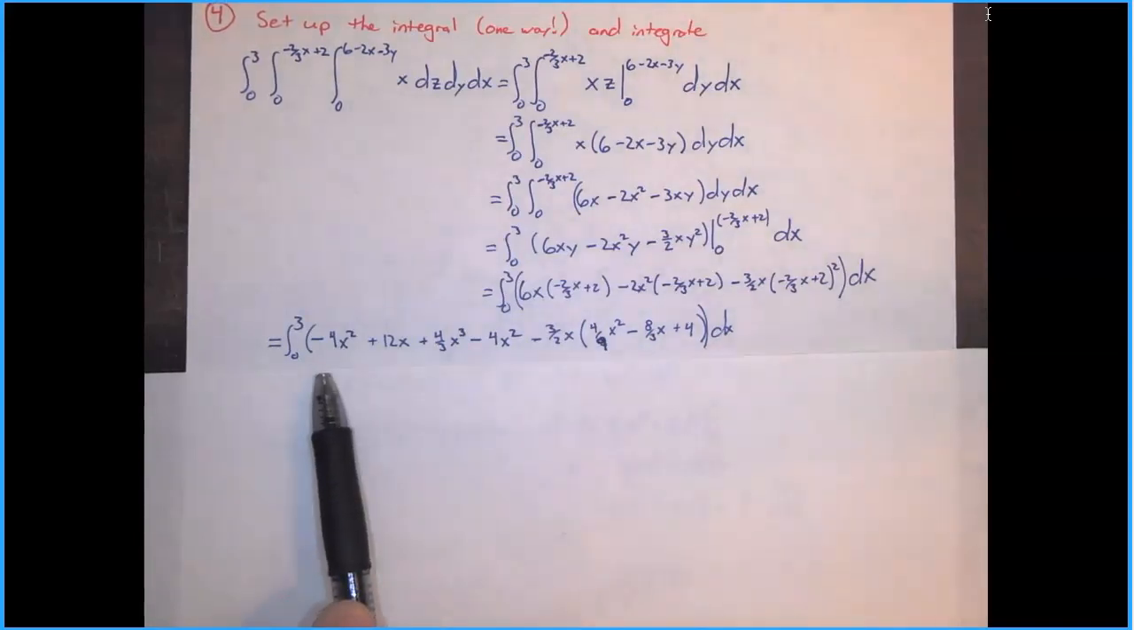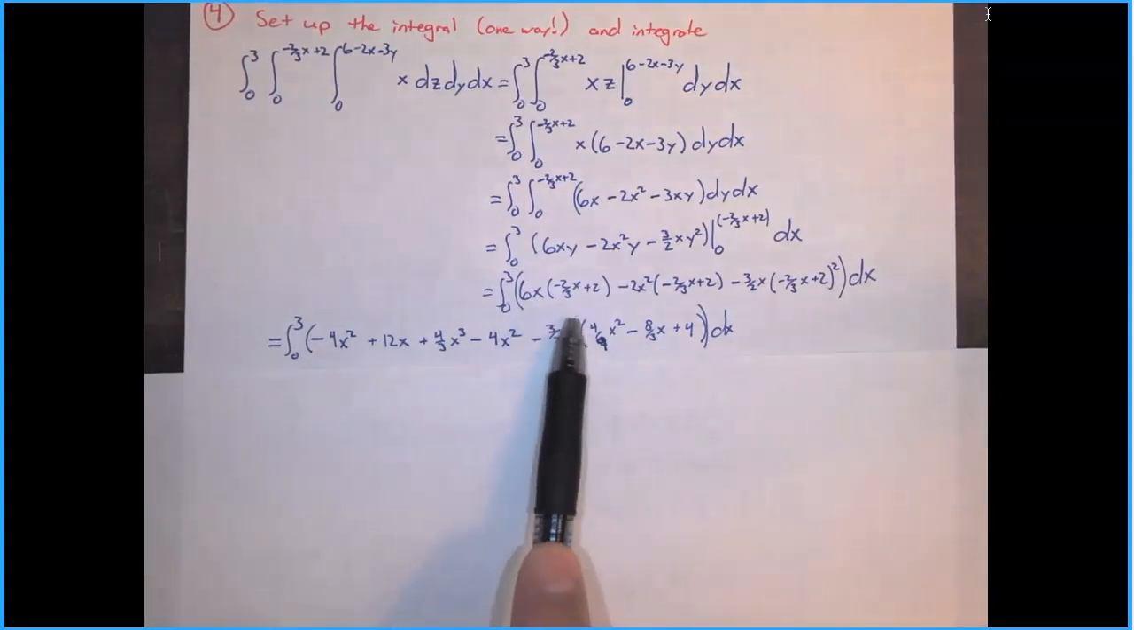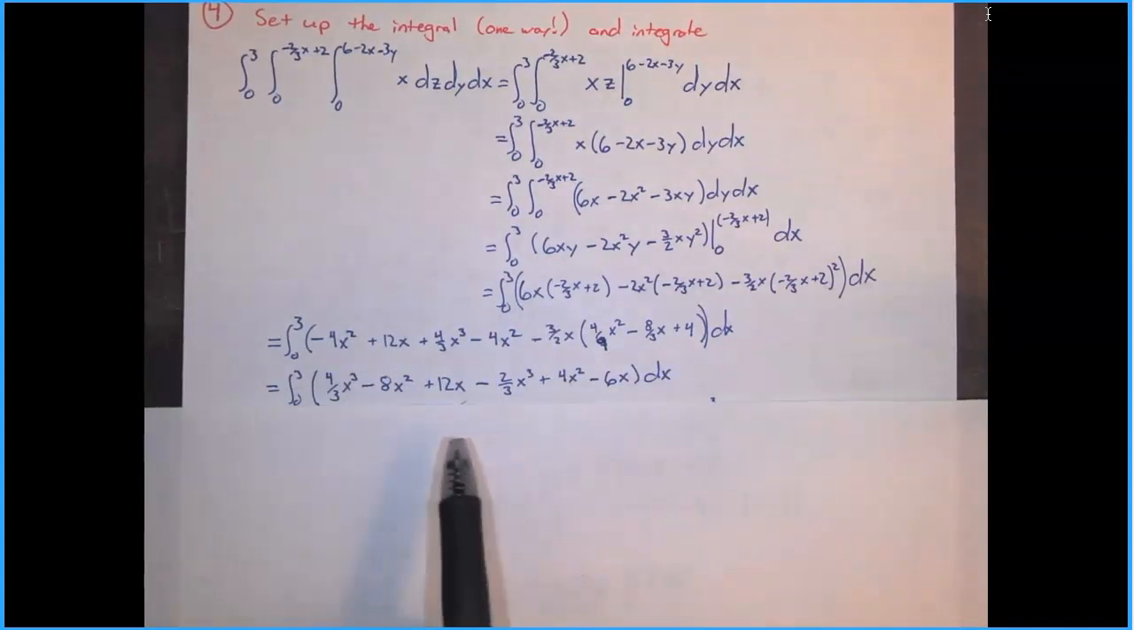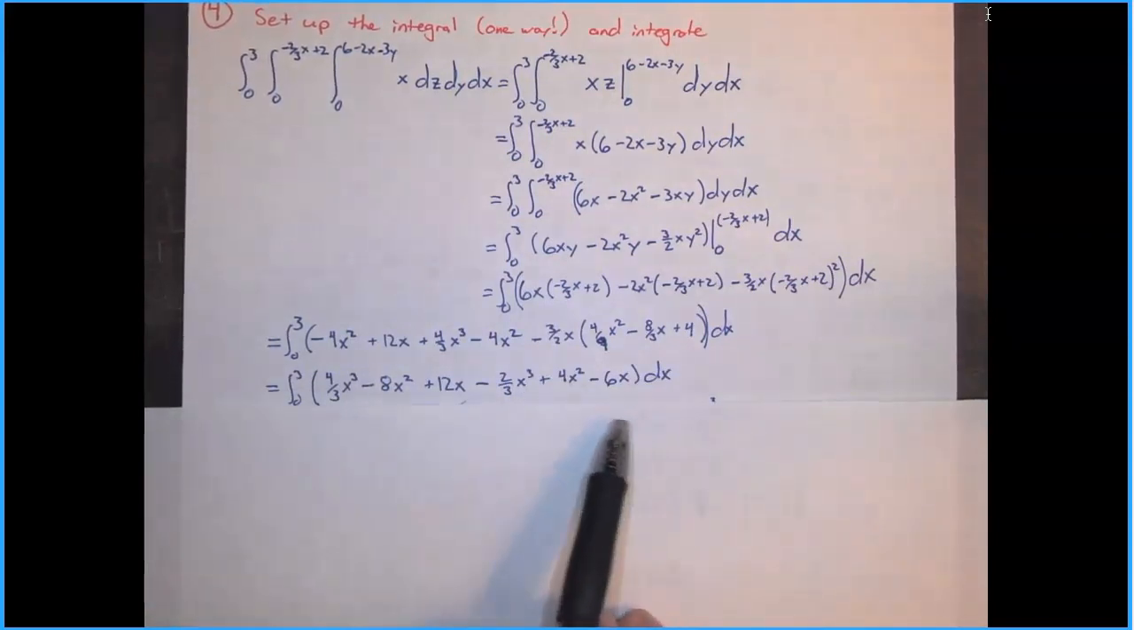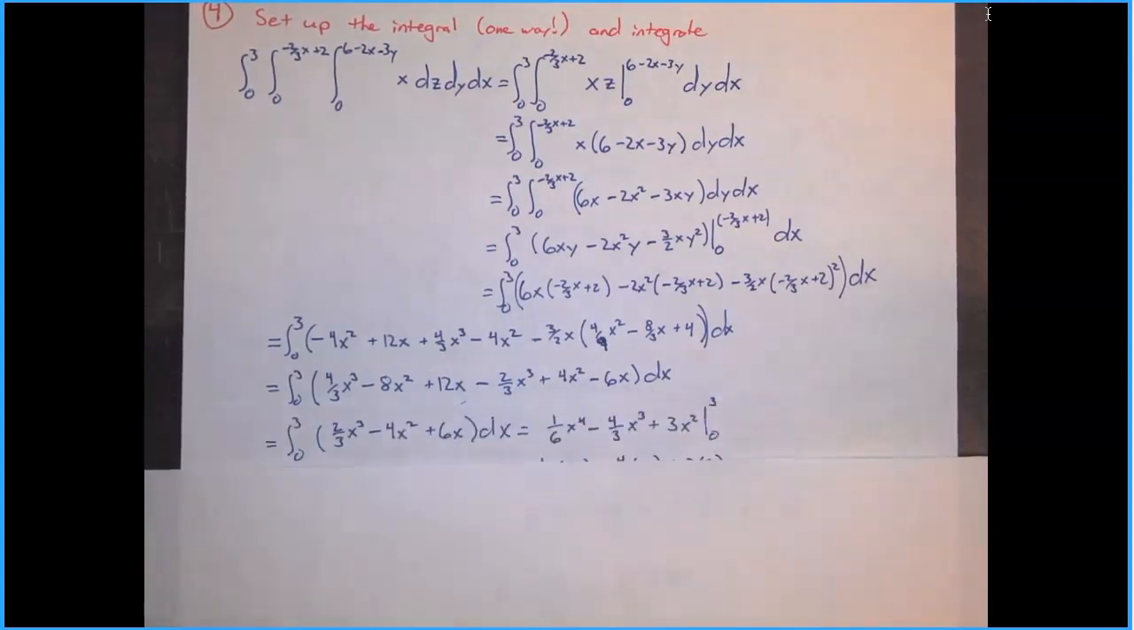Now in the next step, I'm going to combine my like terms, my negative 4x squareds here, and I'm going to distribute this negative 3/2 x, and this is the resulting polynomial. And then finally, before I integrate, I'm going to combine my like terms, looking at all 6 of these terms here. And I get the integral from 0 to 3 of 2/3 x cubed minus 4x squared plus 6x. And so now this looks much more manageable.